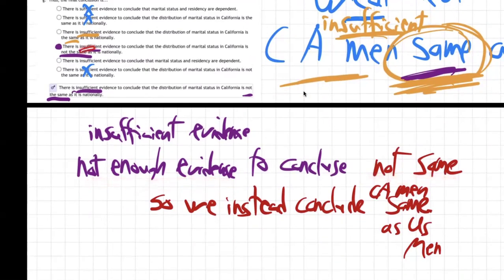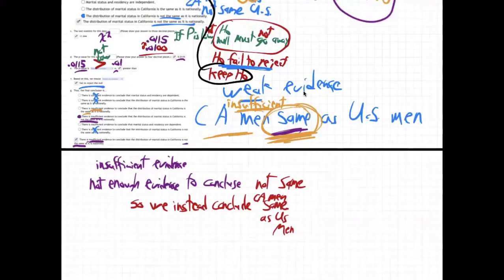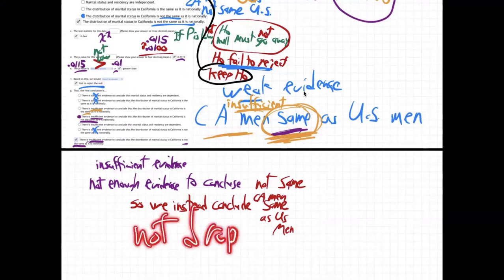That's what this says. Insufficient evidence to conclude that California men are not the same. There was not enough evidence to conclude they're not the same. So that means we concluded they are the same, which is what we did conclude. California men are the same. It's a double negative. It's like if I said, I did not drop that ball. That means I held the ball, right? If I did not drop the ball, then I kept the ball. The not cancels the drop. Two negative statements make a positive.